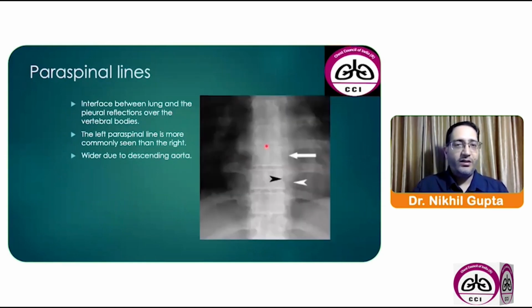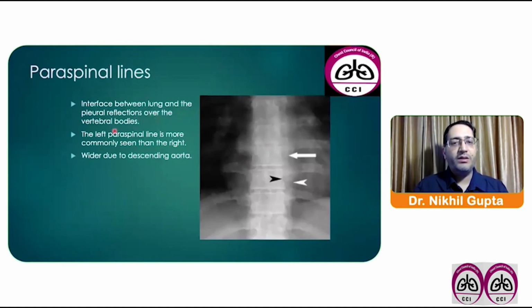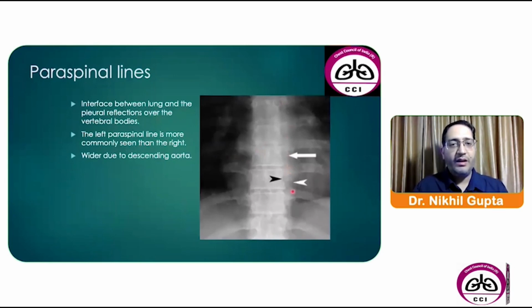Coming to paraspinal lines. This is the interface between the lung and pleural reflection over the vertebral bodies. The left paraspinal line is more commonly seen than the right. So here we can see the left paraspinal line. It is wider due to the descending aorta.